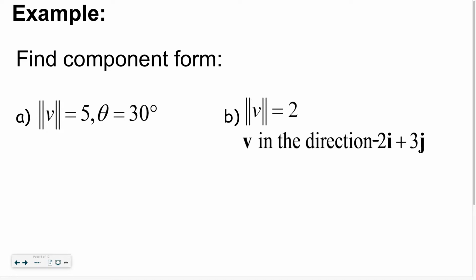So see if you can look back above, look at your component form, and decide what you're going to do to get component form. I give you the magnitude, I give you the direction.